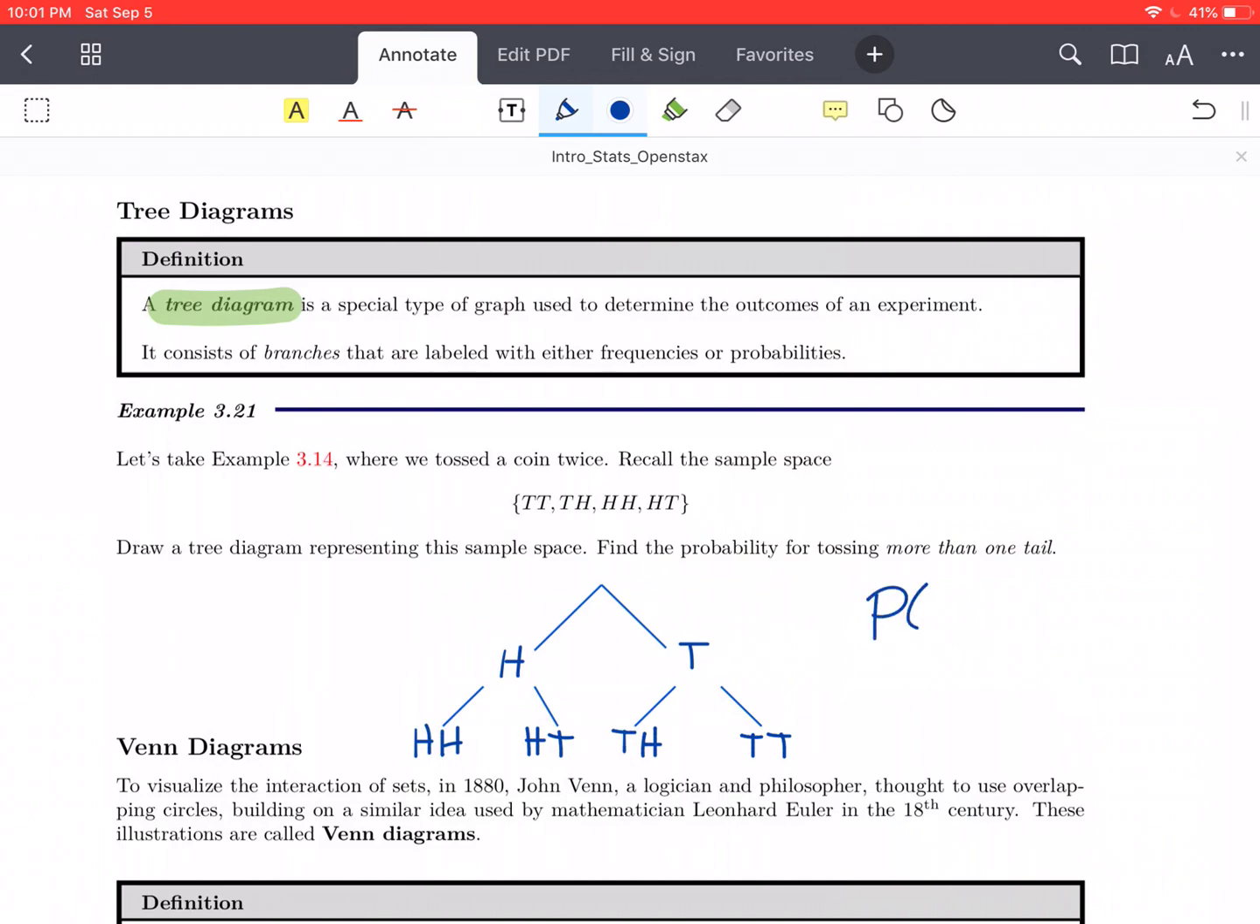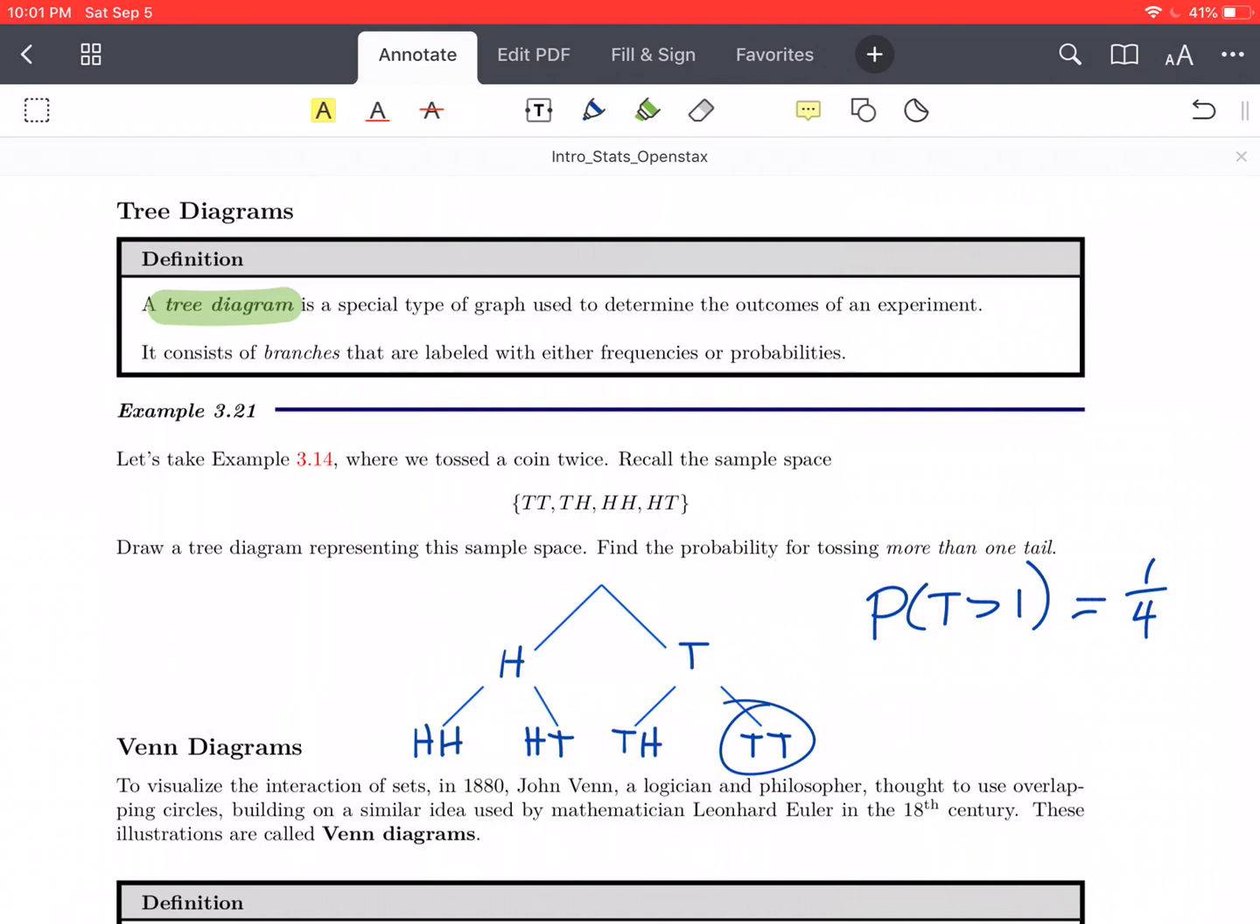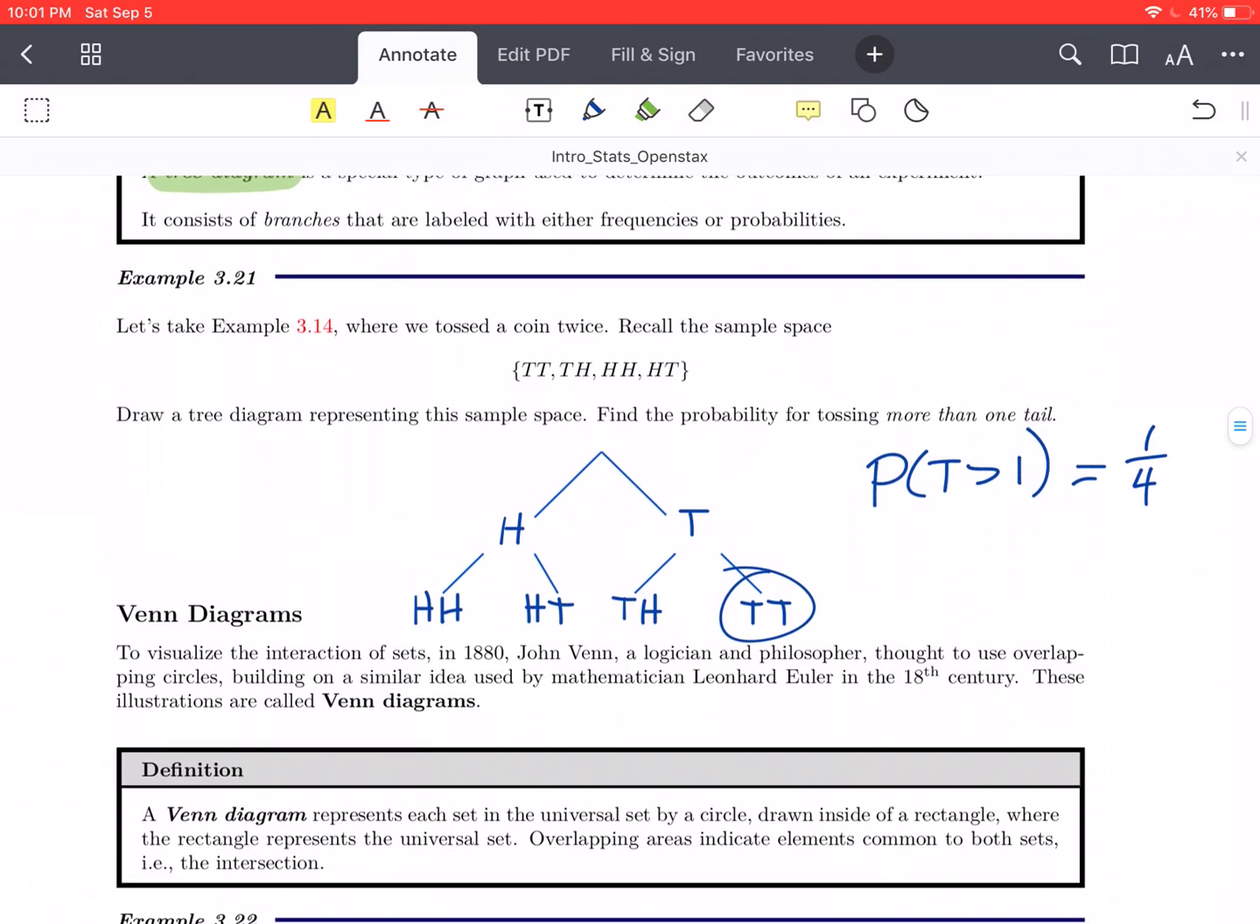So the probability that we tossed more than one tail, if we look at all the possible outcomes after tossing the coin twice, there's only one of them that has more than one tail. So we have 1 out of 4. 1 out of 4 chance of tossing tails twice, or more than once. Okay. So that's how we do our tree diagram. You go one event at a time, and then look at all the possible outcomes that occur, and then count up how many fit your event's description.